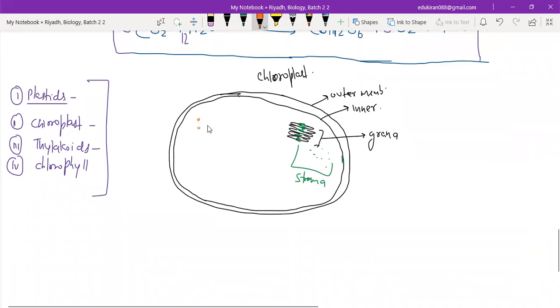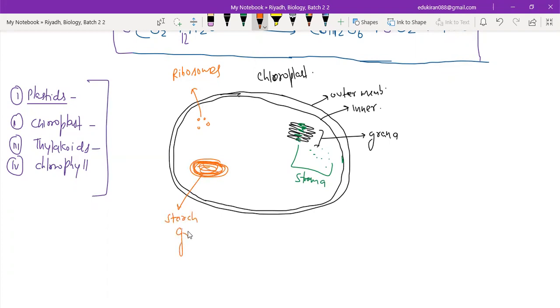And then there are, of course, other things which I'm making in red. There are ribosomes present inside a chloroplast, and then there are big granules which are called starch granules, because photosynthesis is happening here, so starch will be produced, so it has to be stored in some granules, right? So apart from grana, which is thylakoid membranes stacked as discs, and the stroma, these are the other things which are present. Is it clear, everyone? Okay, very good.